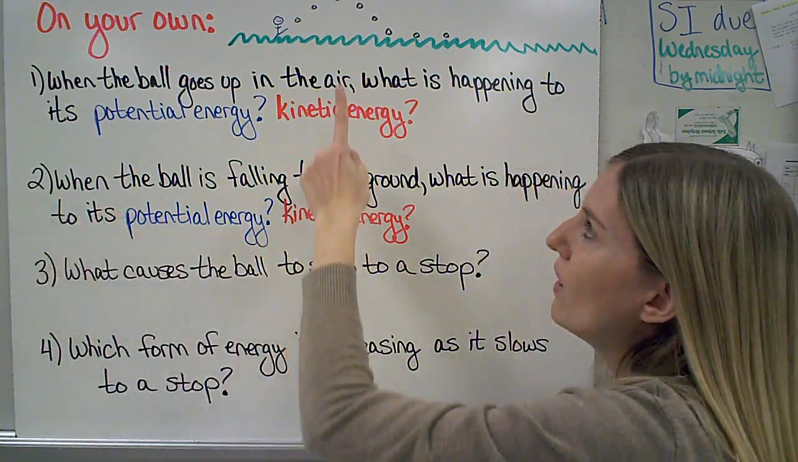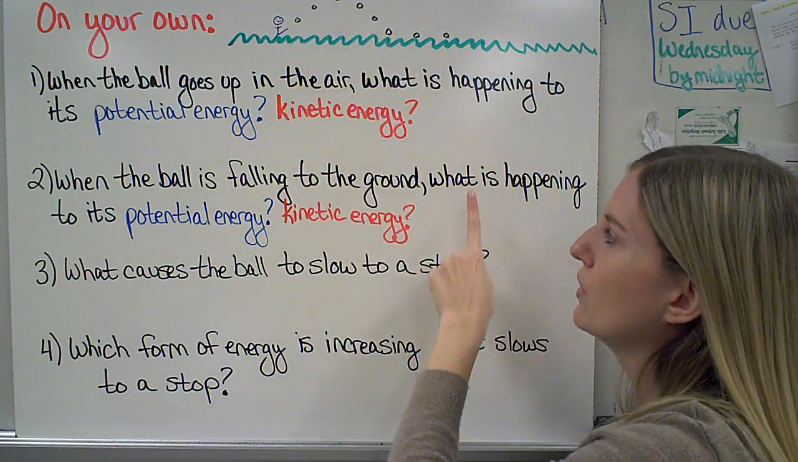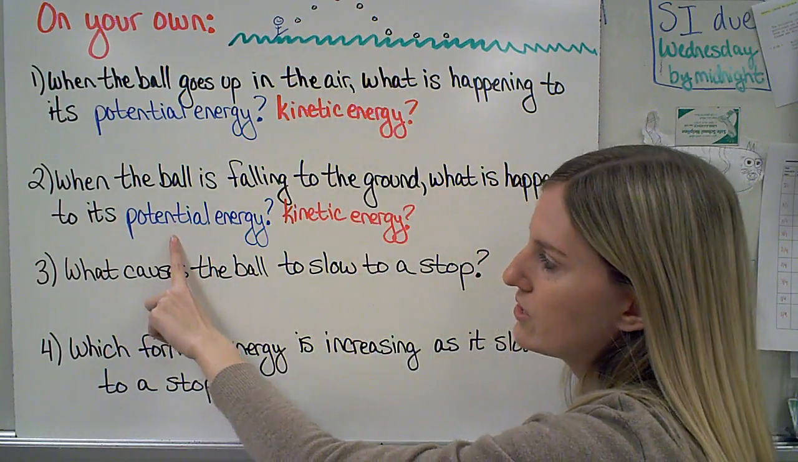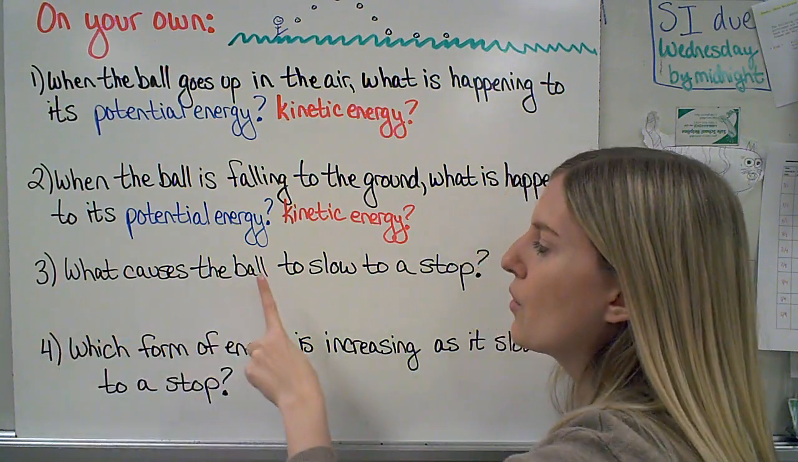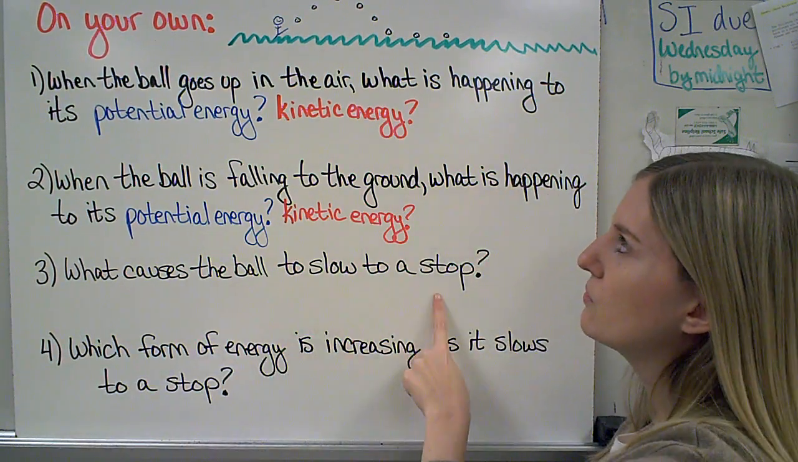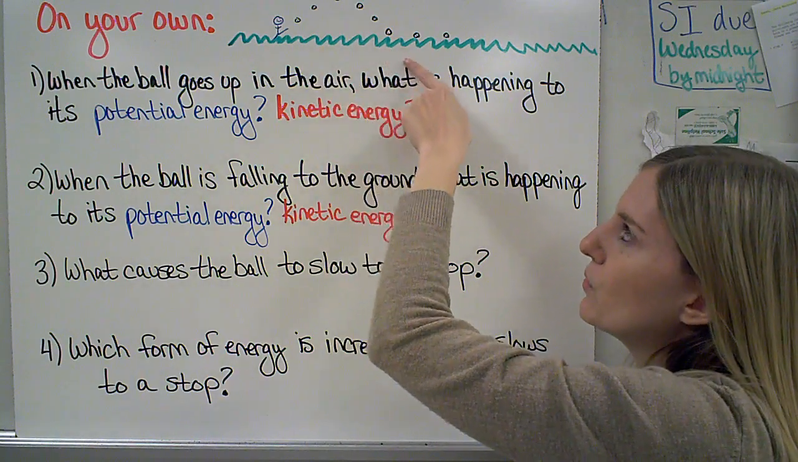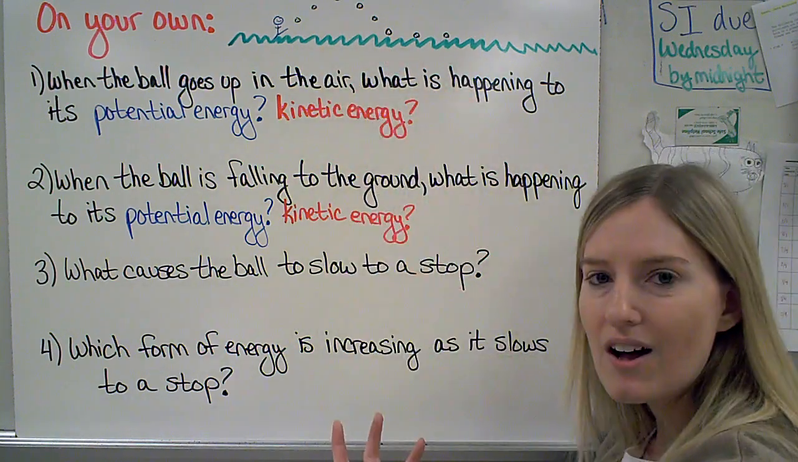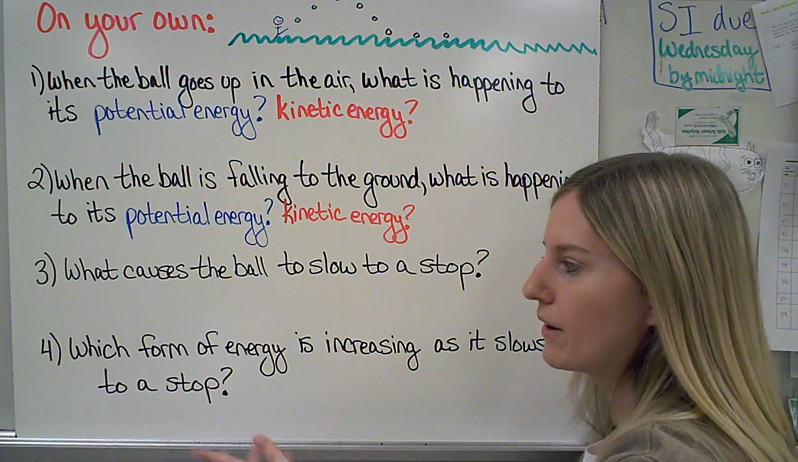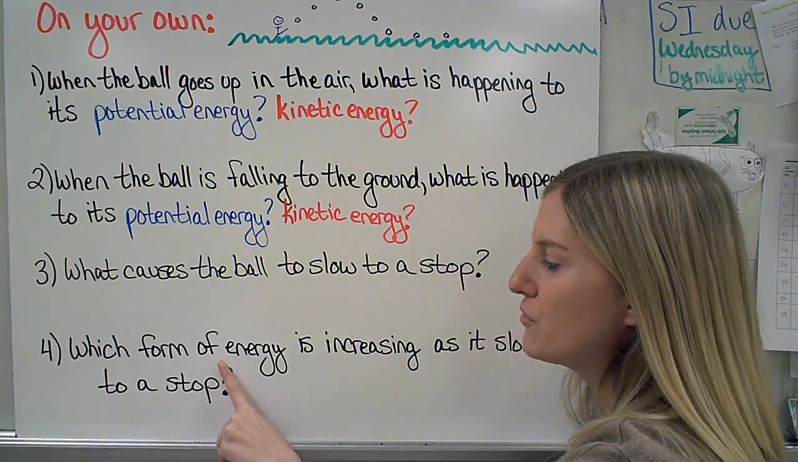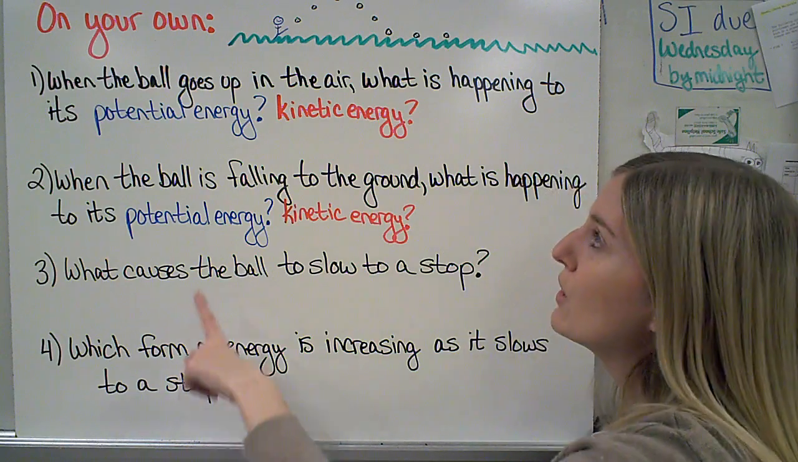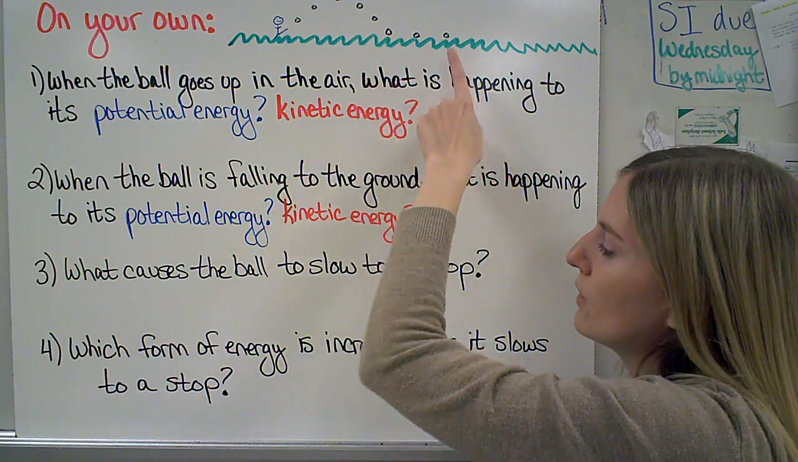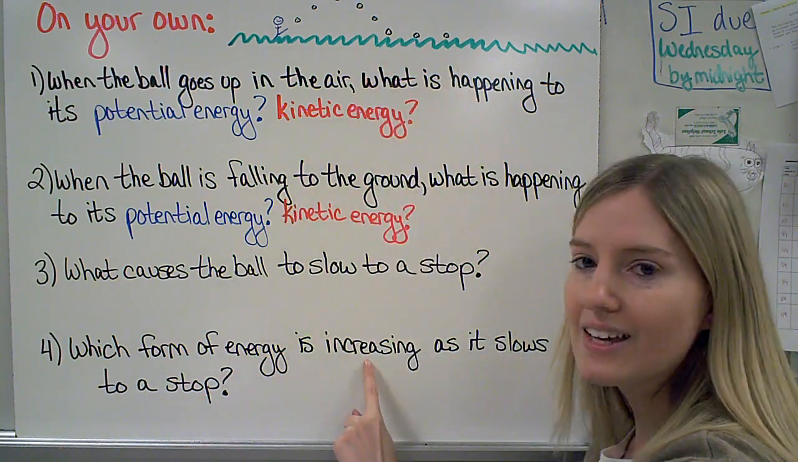Number 2, when the ball is falling back to the ground, what is happening to its potential energy? What is happening to its kinetic energy? Number 3, what causes the ball to slow to a stop? So when it lands and it's rolling to a stop, what causes it to stop? Why doesn't it just keep going? And number 4, which form of energy is going to be increasing as it slows to a stop? So as it rolls to a stop, what kind of energy is increasing?